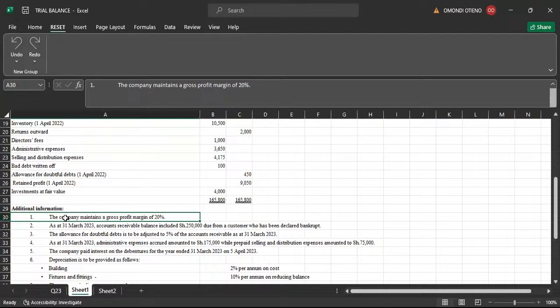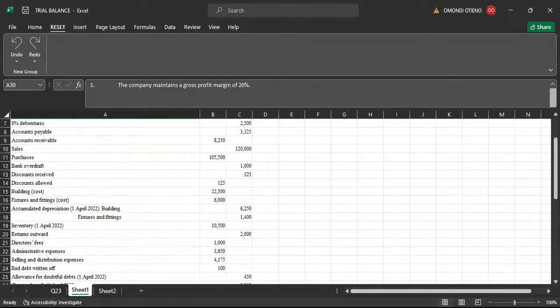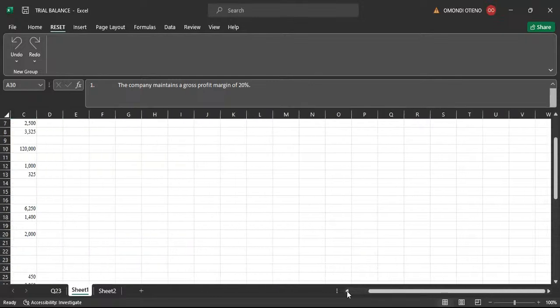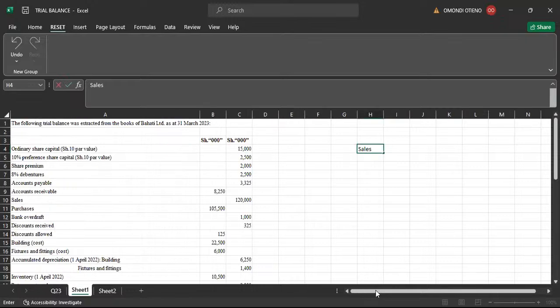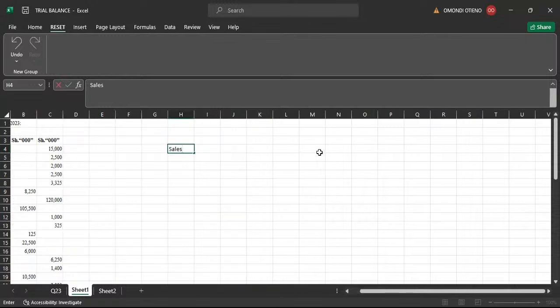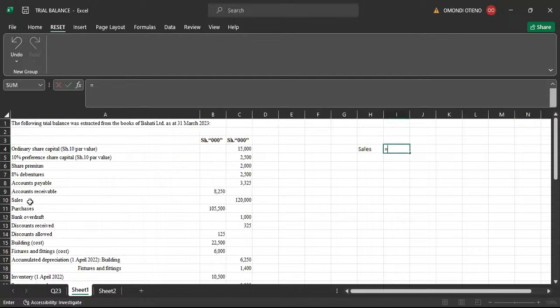So this additional information is what will help you to get the closing inventory value. If you were in our yesterday's session, you will be able to tackle that. But I want us to take it from this direction. We normally have sales to start. So we have sales. Do we have sales, or how do they call it here? Sales revenue. It is the same thing. So we have sales there.